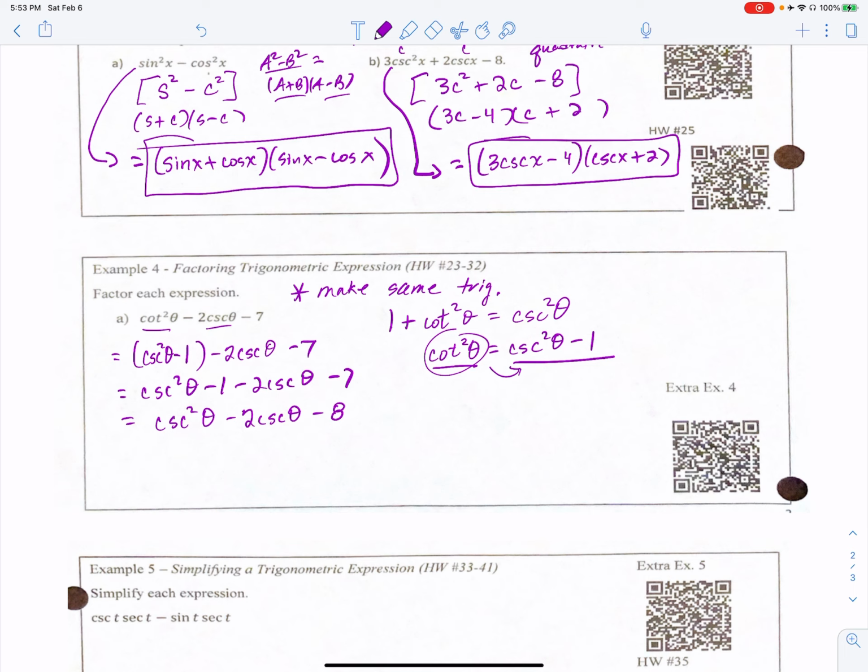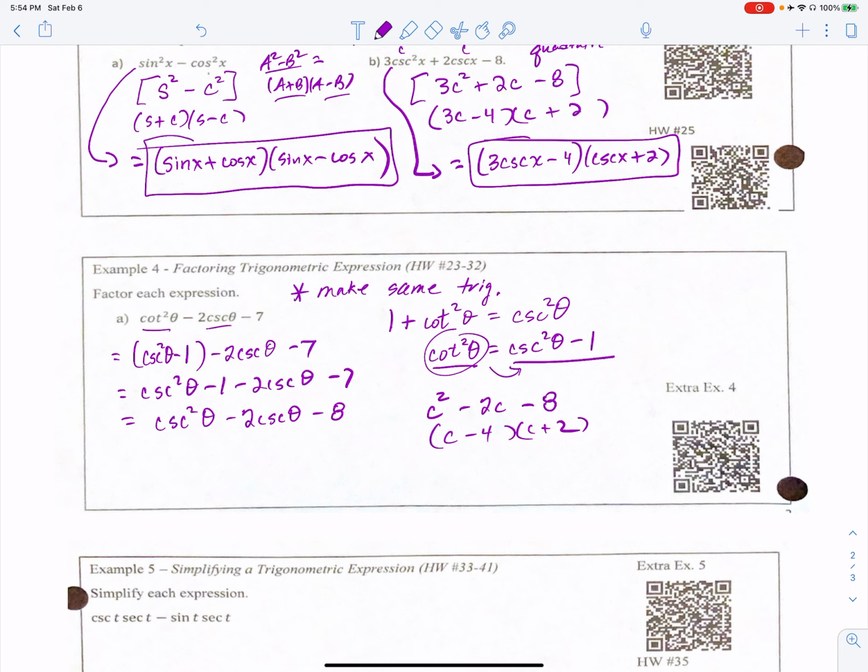So just off to the side, I can think of this as c squared minus 2c minus 8. If it's feeling a little bit too much, I'm going to think of cosecant as c in this case. And I have it squared and then minus 2c minus 8. And think about if I was going to factor that, I would get a c minus 4 and a c plus 2. That would get me my minus 2c in the middle and a minus 8 at the end.